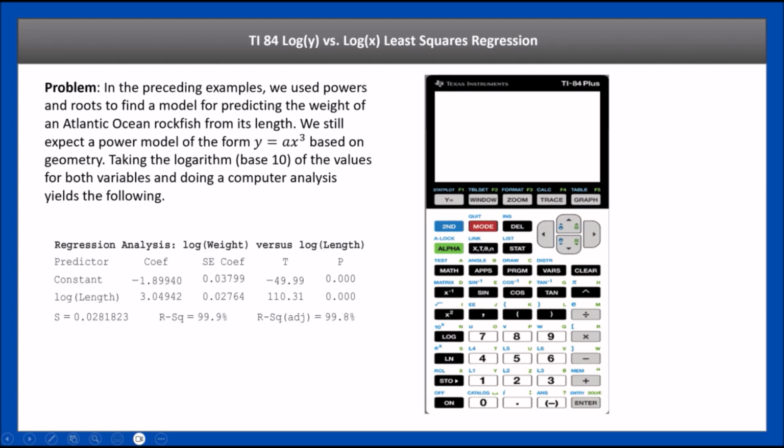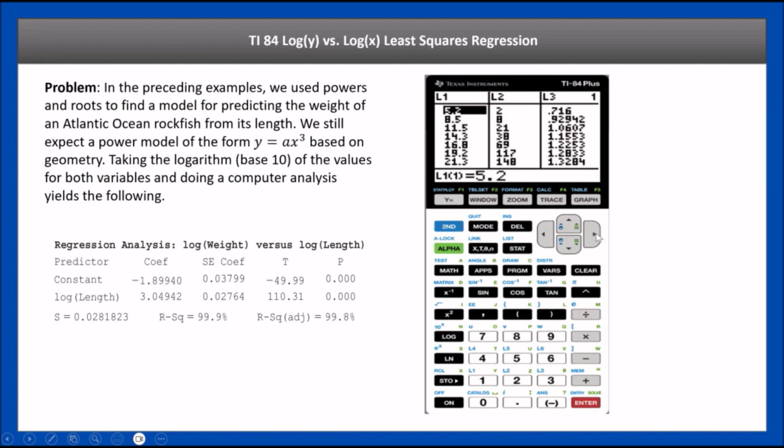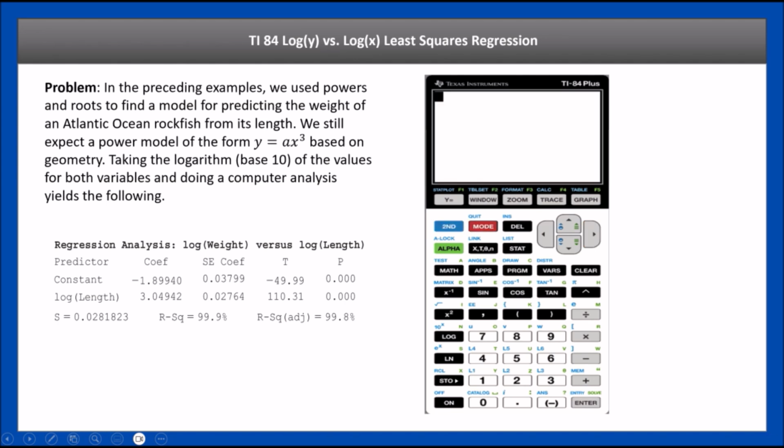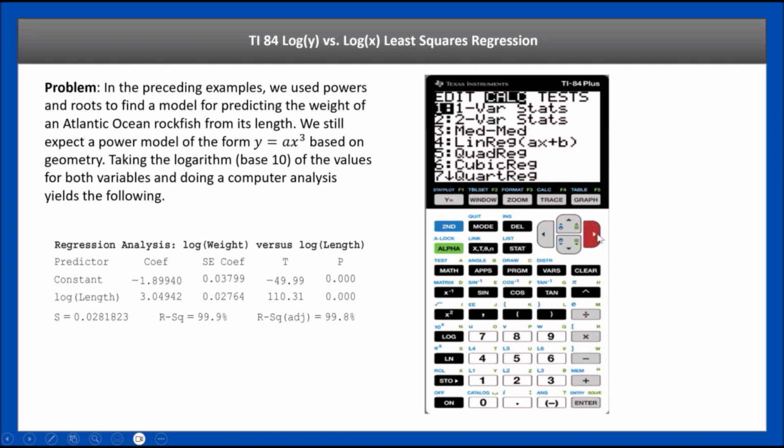Okay, so let's show you how to do the LSR, the least squares regression, for the log of x and log of y. So first you're going to need to have done the previous steps that I showed you for doing log of x and log of y. So make sure that if you go to your stat edit that you should have your L3 and your L4 for your transformed x and y's. So quit out of that. All right, so we're going to go to stat. We're going to go to calc, down to linear regression.